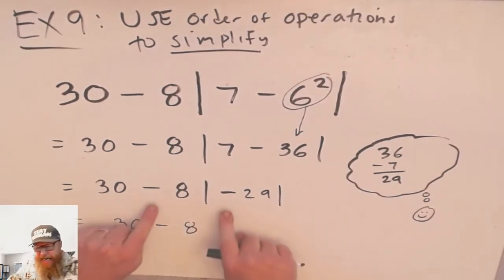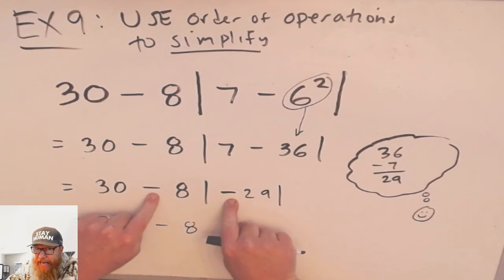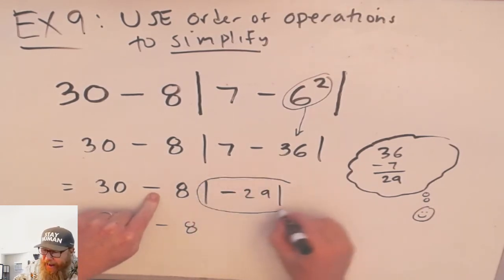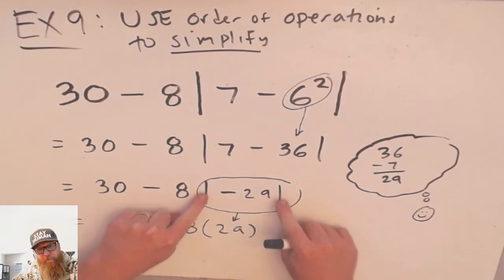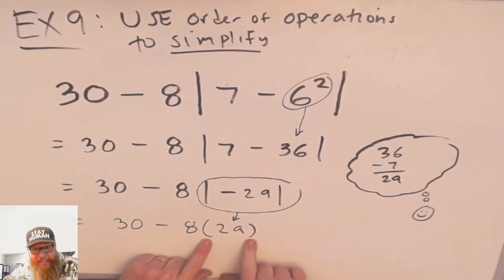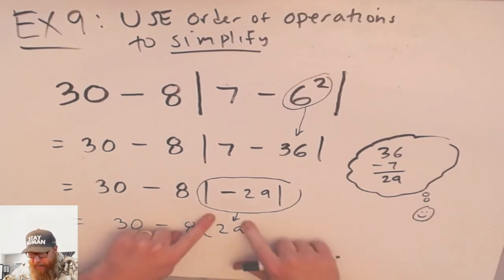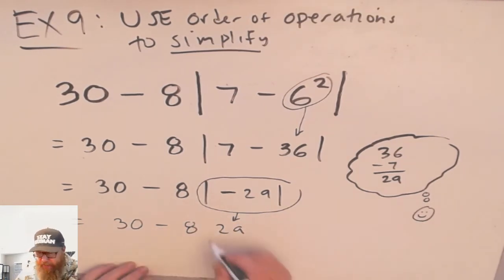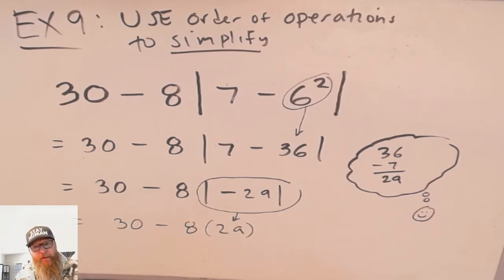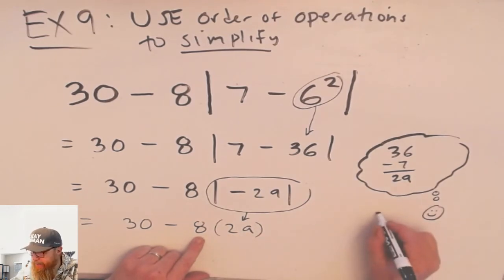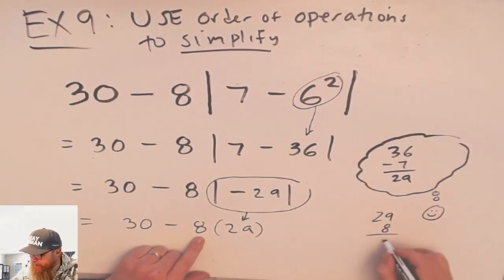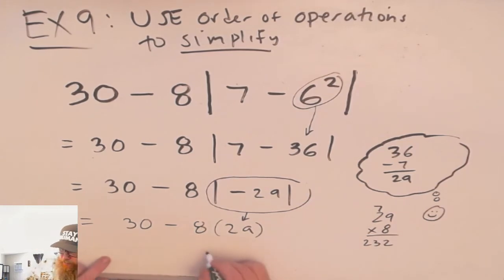Be careful here. This is not a negative times a negative, because the absolute value is positive. So you're going to turn the absolute value bars into parentheses. Otherwise, it'll look like 829, and you don't want to do that. Now I got to do 8 times 29. If you can do that in your head, that's awesome. If you can't, you can do it this way. 16 plus 7 is 23, 232.